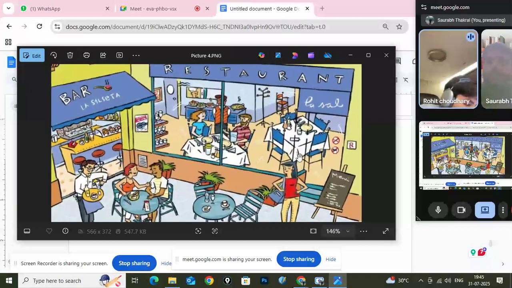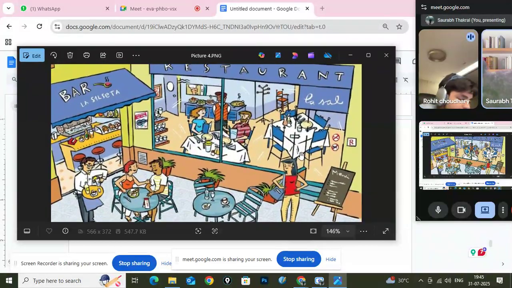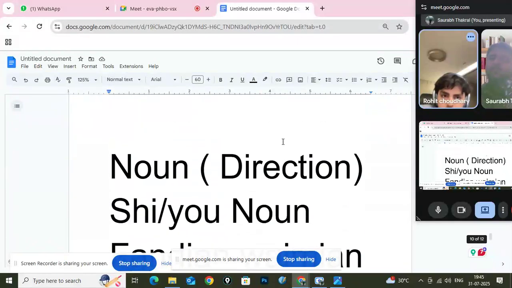Okay, what else? Yes, there are tables inside the restaurant. Yes, same pattern, same pattern. Just the directions would change. The pattern would remain the same.